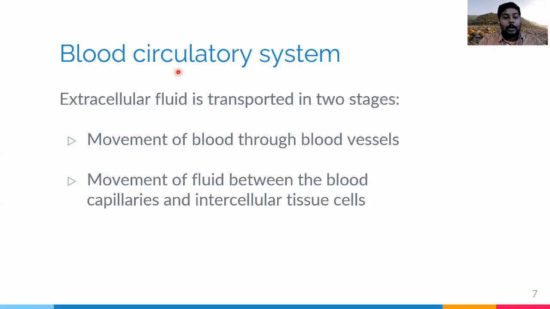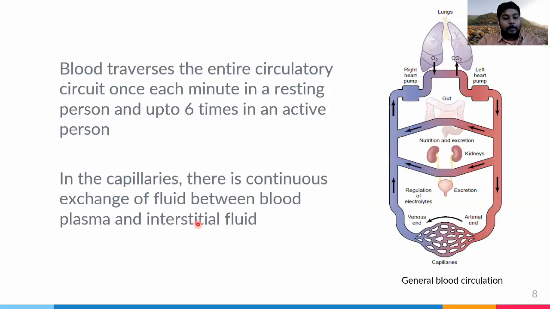Next, let us talk about the blood circulatory system. Extracellular fluid in our body is divided into two major halves and is transported in two stages, which includes the movement of blood through blood vessels and the movement of fluid between the blood capillaries and the intercellular tissue cells, or the interstitial fluid. Blood in our body traverses the entire circulatory circuit once each minute in a resting person and up to 6 times in an active person who has been, say, out for a jog or a walk.